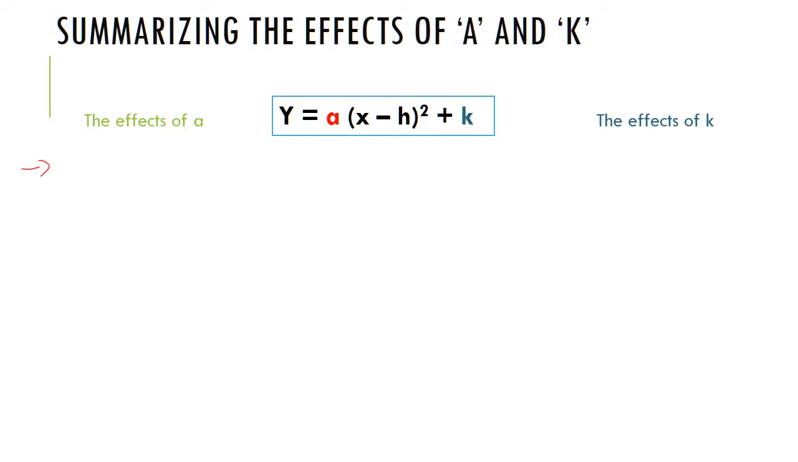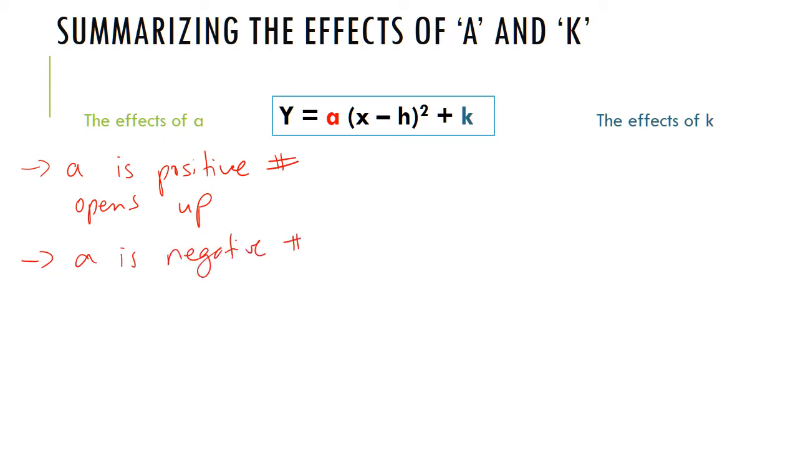When a was positive, so when a is a positive number, did your graph open up or down? It opened up. So a is positive, opens up. When a is a negative number, do you remember what it did? It opened down.